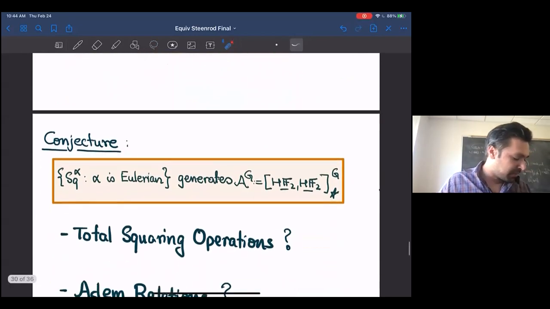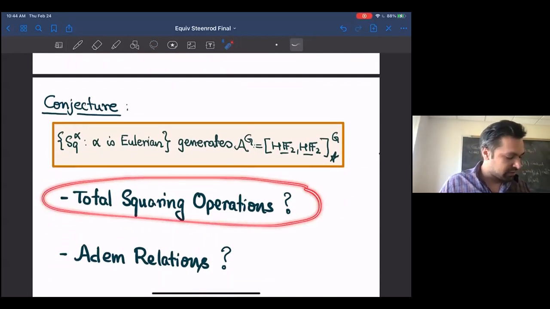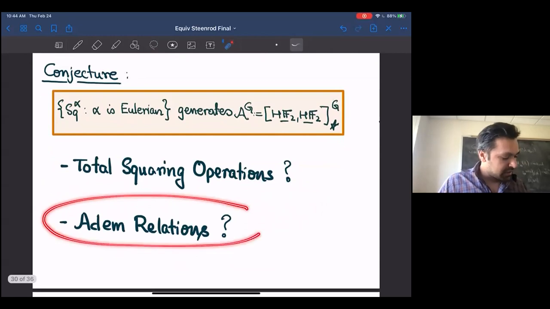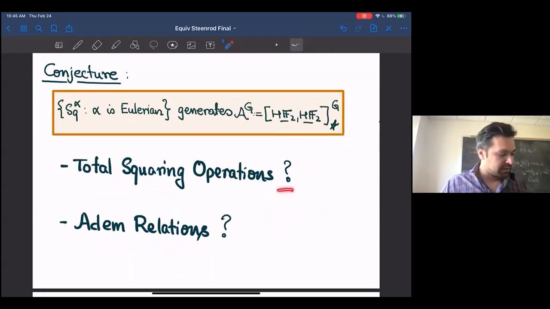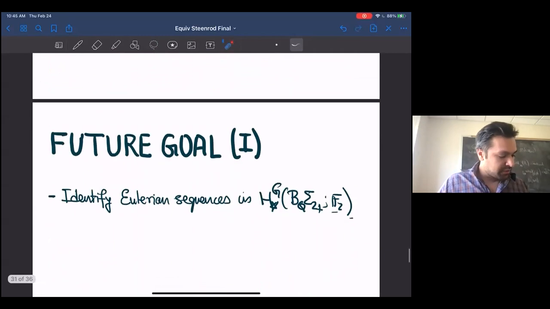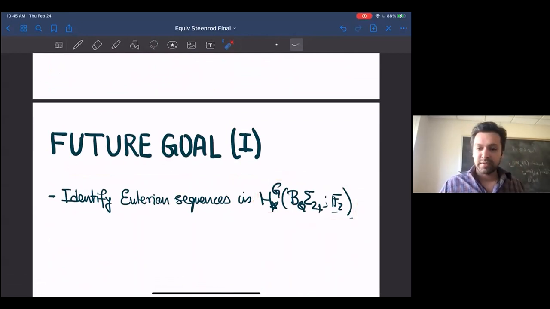So I'm going to tell you a couple more things that we can do in future. So one is to understand the total squaring operation. I wish I had time to describe it for C2, which is very interesting. And also relations, how to get Adem relations between the Eulerian sequences. For this, you need the total squaring operations. You also need total squaring operations to define the corresponding Stiefel-Whitney classes G-equivariantly. And I would strongly encourage anyone who is interested in calculating the homology or cohomology group of this equivariant projective space to think in terms of Eulerian sequences or families of Eulerian sequences instead of directly trying to calculate it.